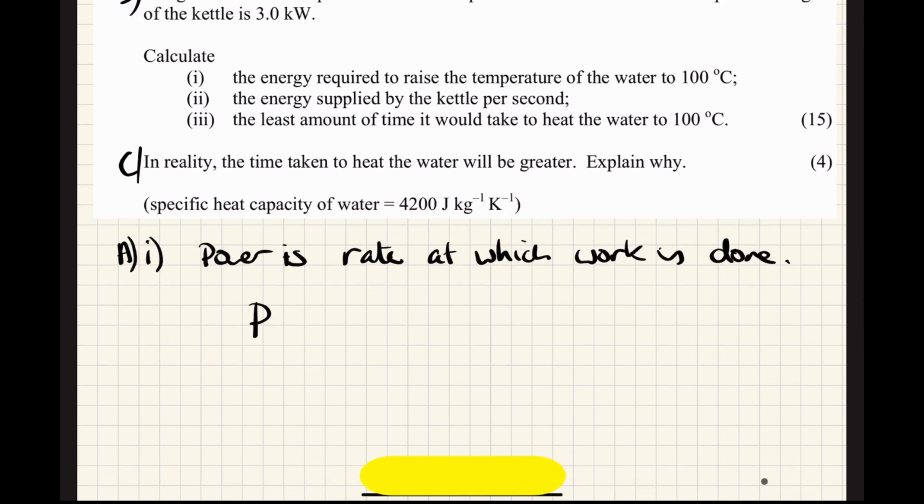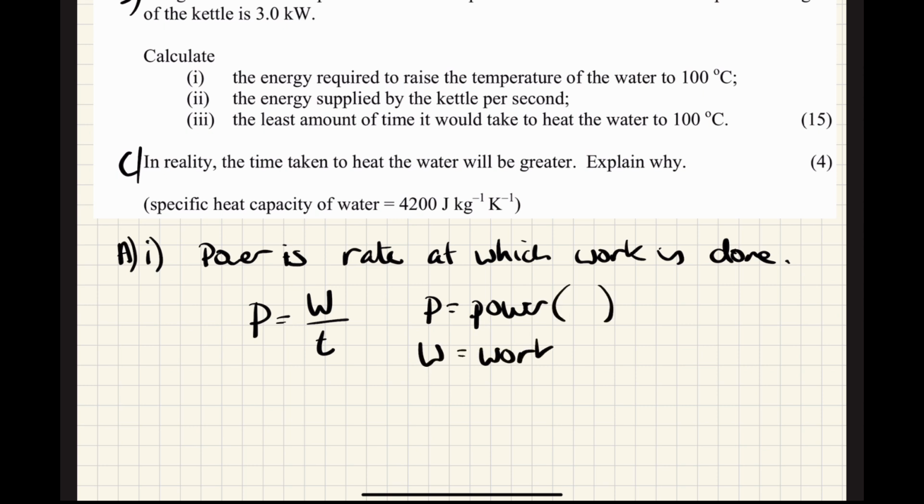How do you say that in equations? Work over time. Now this is in the formula booklet on page 58. When you give an equation, make sure to give him, by him I mean the examiner, the units. So there's work W, power P, and time T. When you're giving the symbols as well, make sure you tell them the units.